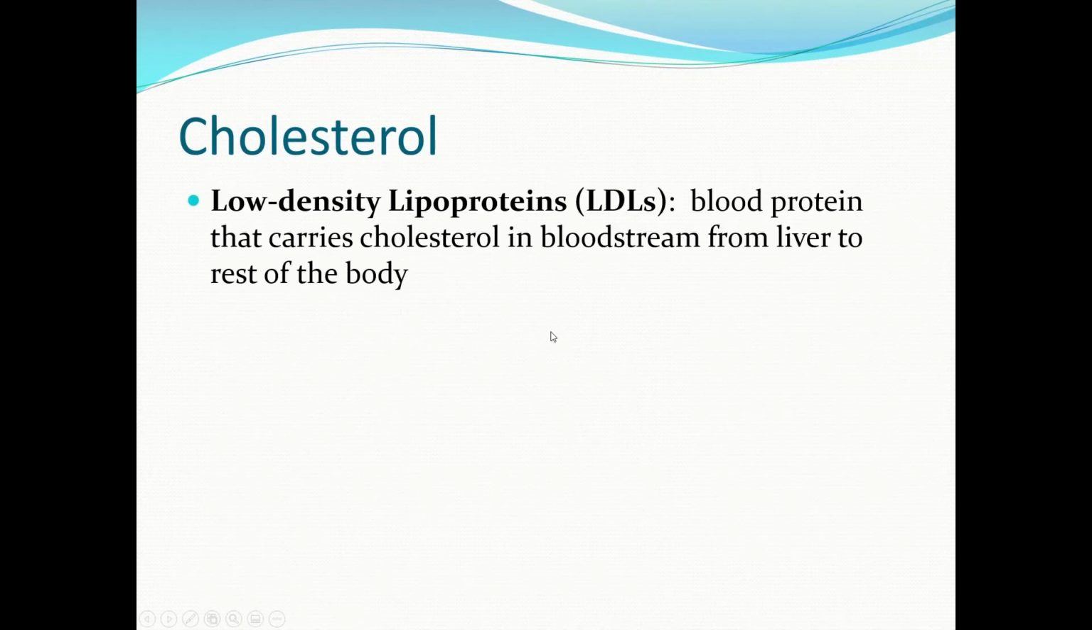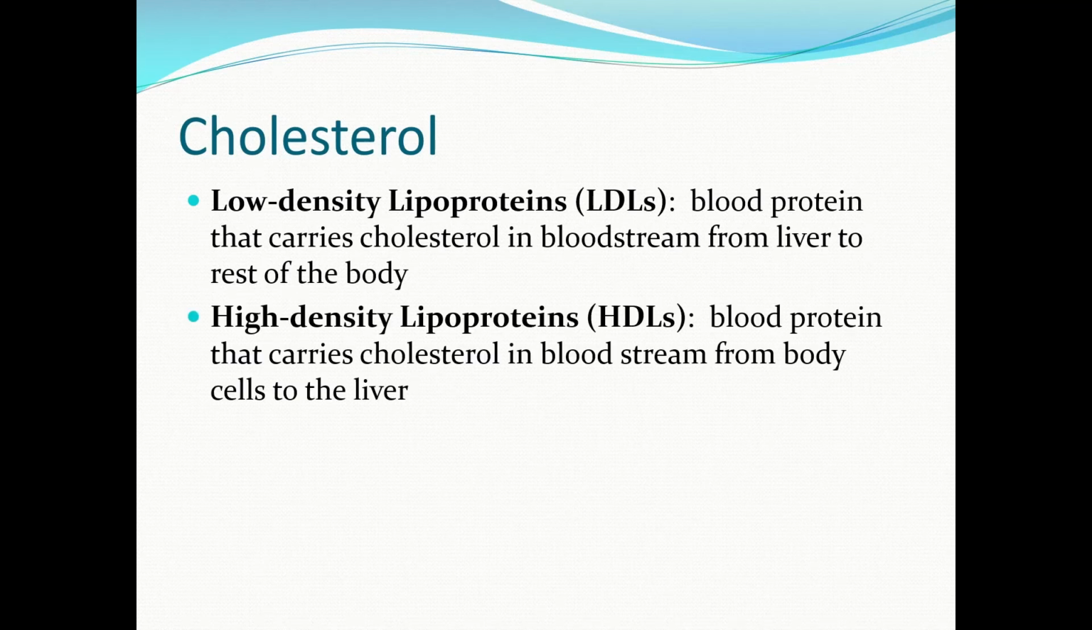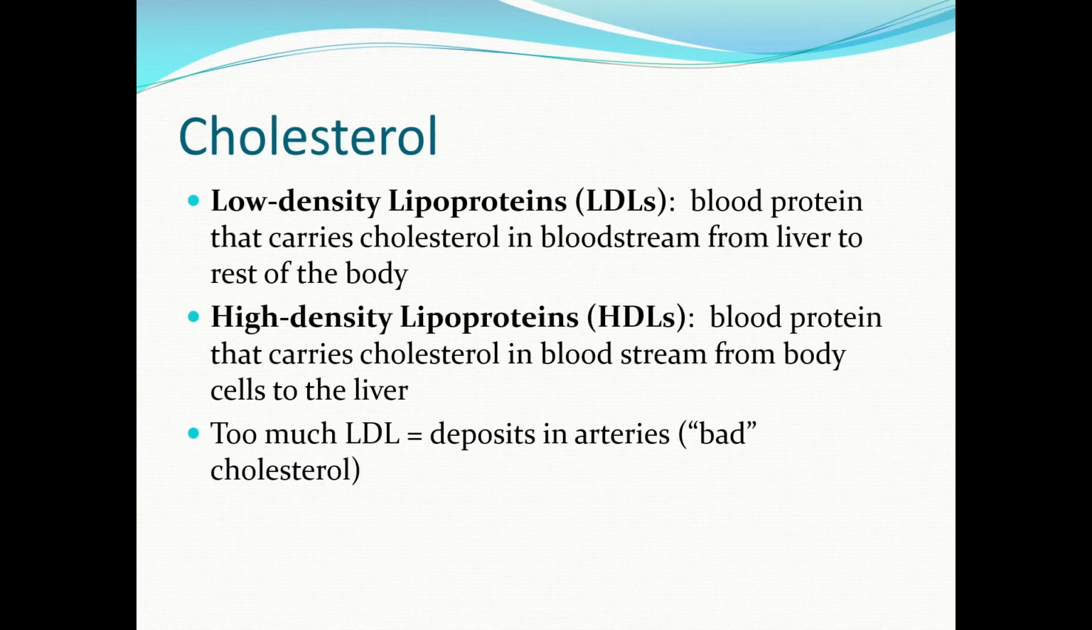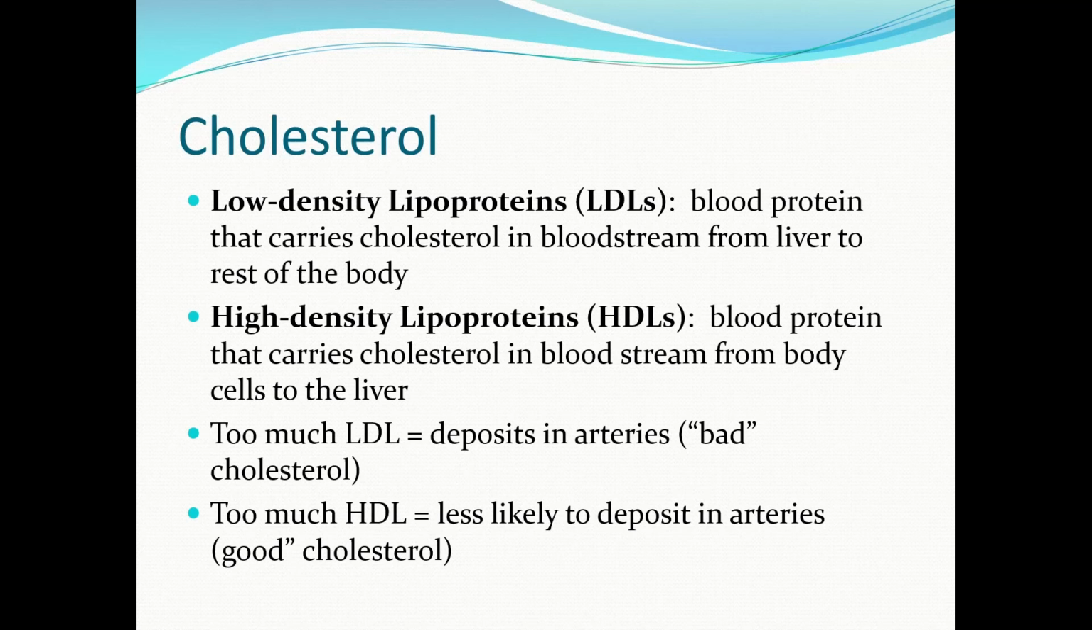So there's 2 different types of cholesterol. There's LDLs, low-density lipoproteins. This is a blood protein that carries cholesterol in the bloodstream from the liver to the rest of the body. The HDLs, the high-density lipoproteins, are a blood protein that carries cholesterol in the bloodstream from the body to liver cells. So too much LDL is deposits in the arteries and is bad cholesterol. Too much HDL, less likely to deposit in arteries, so we call it good cholesterol.